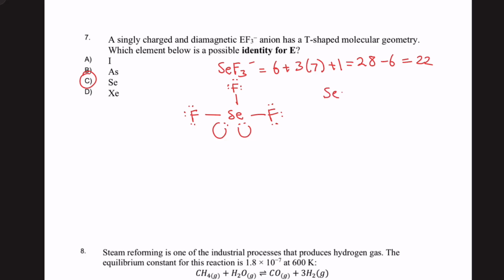I'm going to check the formal charges. It's going to be -1. Fluorines will have 0. So I have a minus charge on the selenium, which matches the minus charge on the anion. And as you can see, it is a T-shape because we have 3 bonding pairs and 2 lone pairs.